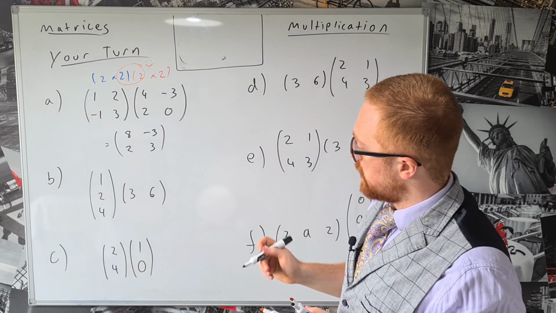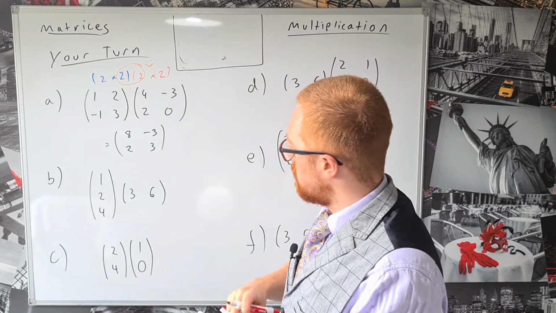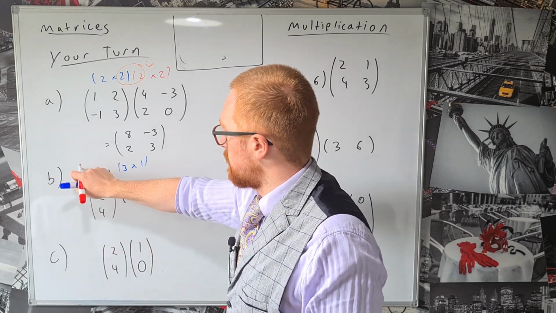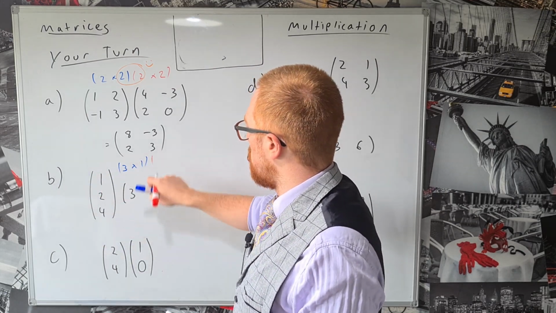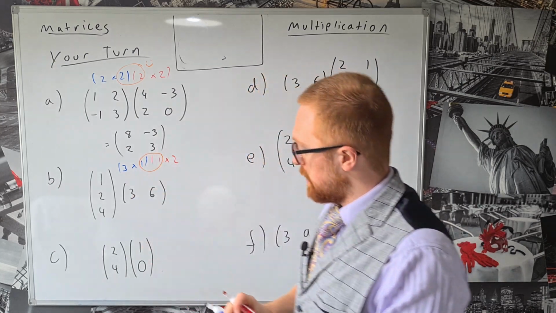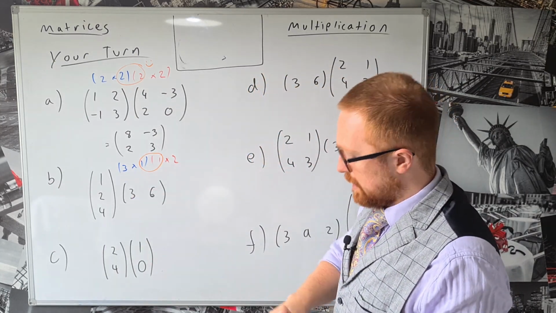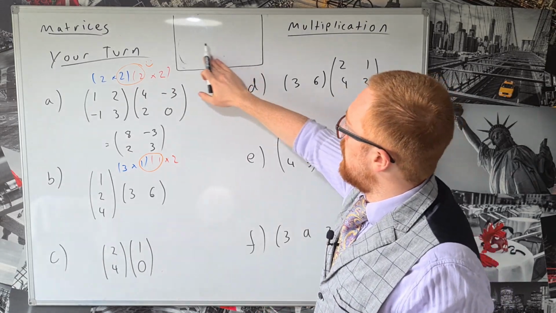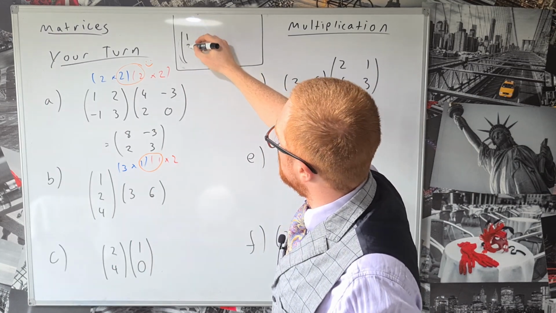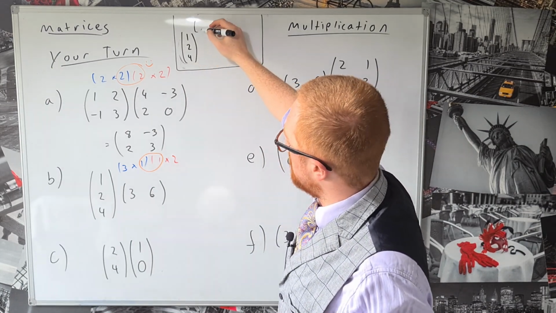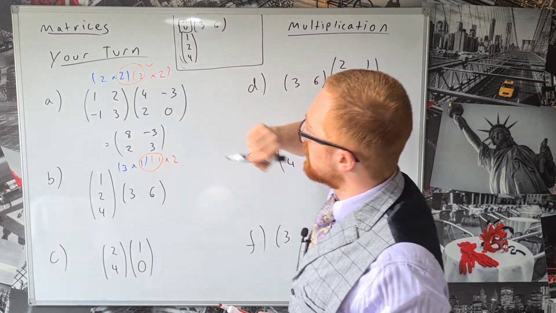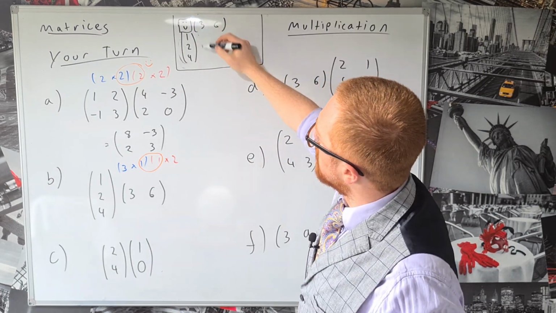Okay, so let's just double check. Can these be multiplied? So we've got a 3 by 1. Remember, it's the height first and then the width, times a 1 by 2. So we can multiply them together. That's exciting. So now let's work out what the answer is. So we get 1, 2, 4 times 3, 6, and yeah, we do get our happy square. So it's going to be quite a big matrix.